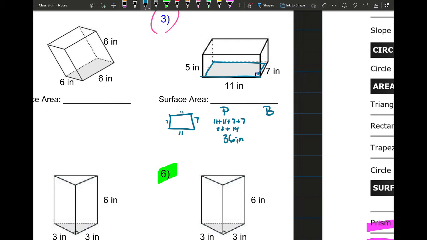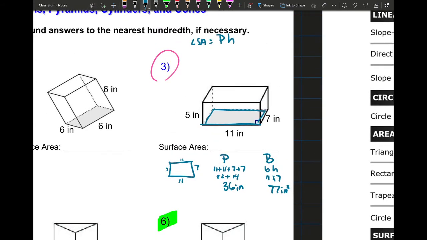So that's the first thing you do. You find the perimeter and you find the area of the base. For the area of the base, it's easier because it's just base times height, which is 11 times 7, which is 77 inches squared. Now I know the numbers that I have to work on my formulas.